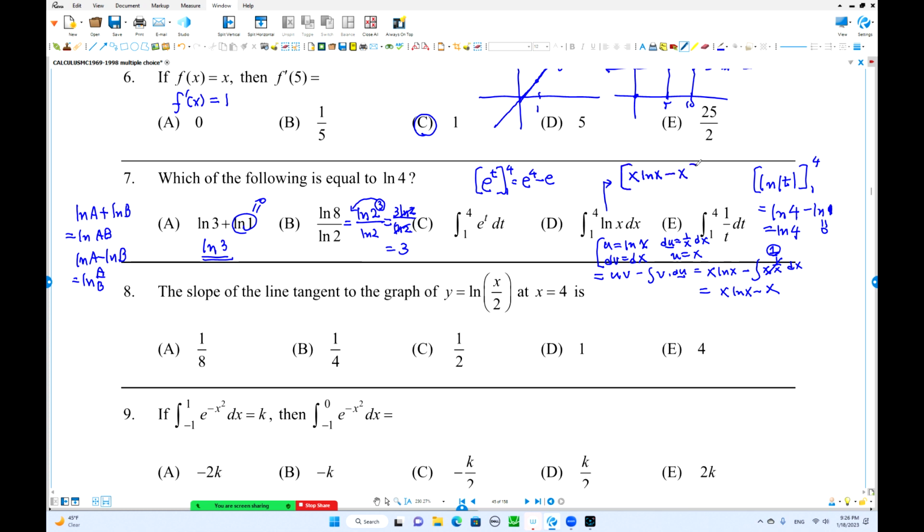We take this from 1 to 4, but that is not ln 4, right? Put this number 4: 4 ln 4 minus 4, minus, put this number 1 there. 1 times ln 1 is 0. Another 1 over here, minus 1, right? So this is 4 ln 4 minus 4 plus 1, which is 4 ln 4 minus 3. That is not equal to ln 4, okay? But this is definitely ln 4.